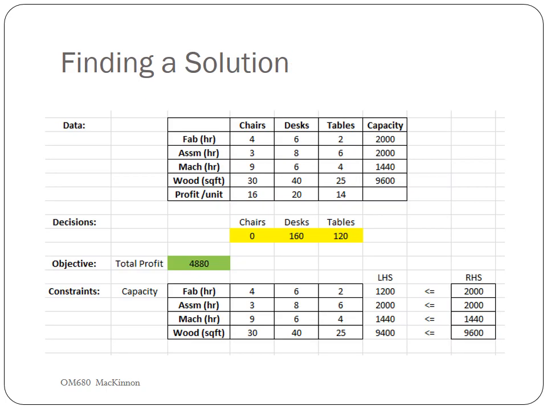Okay, so here we have our solution. The solver came up with 0 chairs, 160 desks, and 120 tables for a profit of $4,880. Notice also that all of our constraints are met. Two of our constraints are equal, left hand side and right hand side, and these are known as hard or binding constraints. In other words, they're the real limiting factors for this problem. We'll talk more about that.